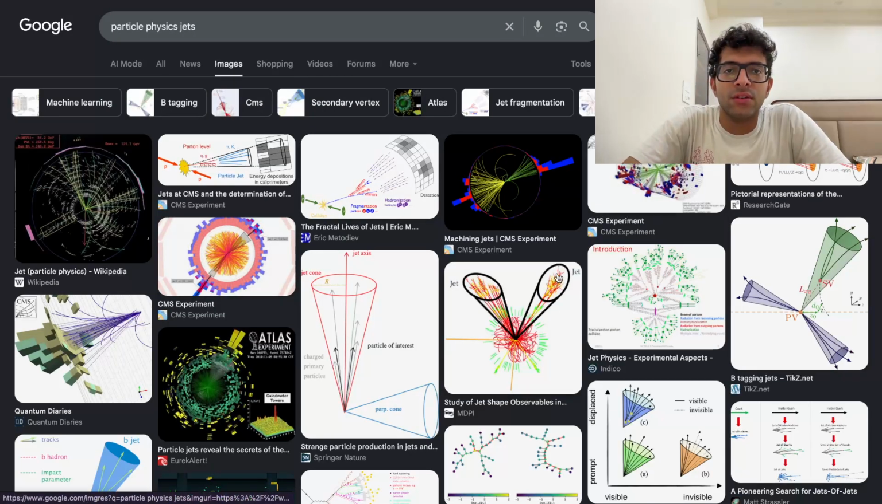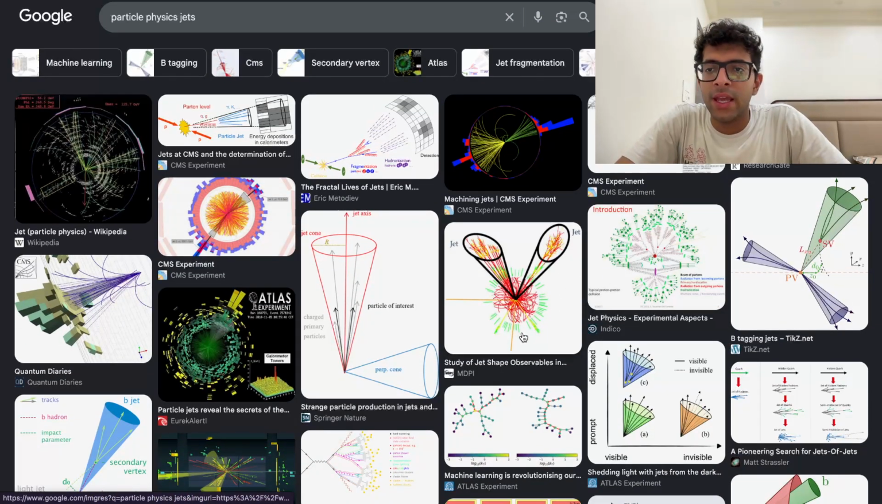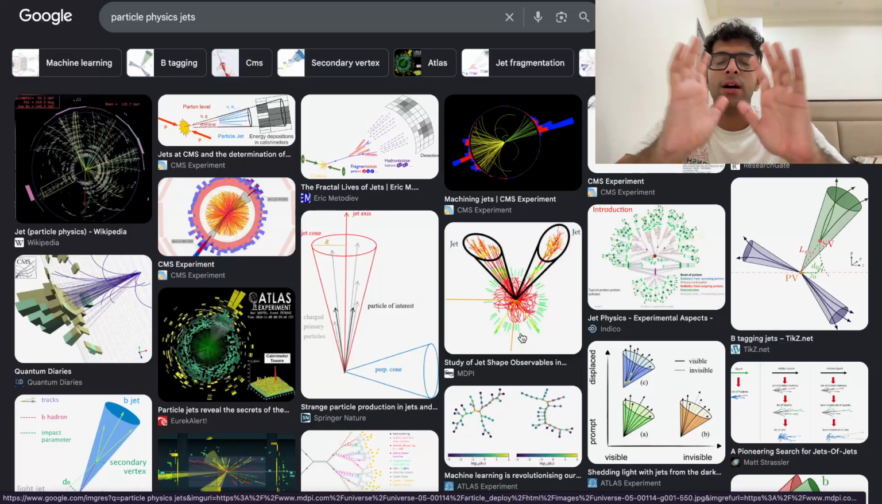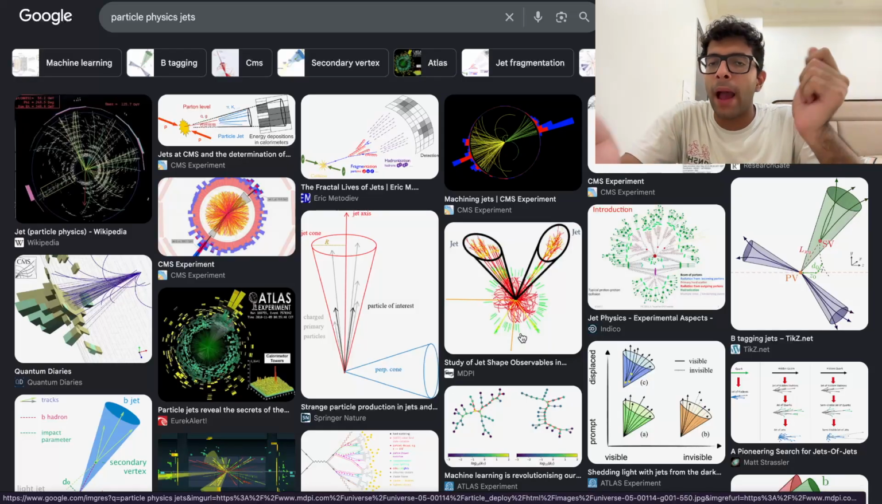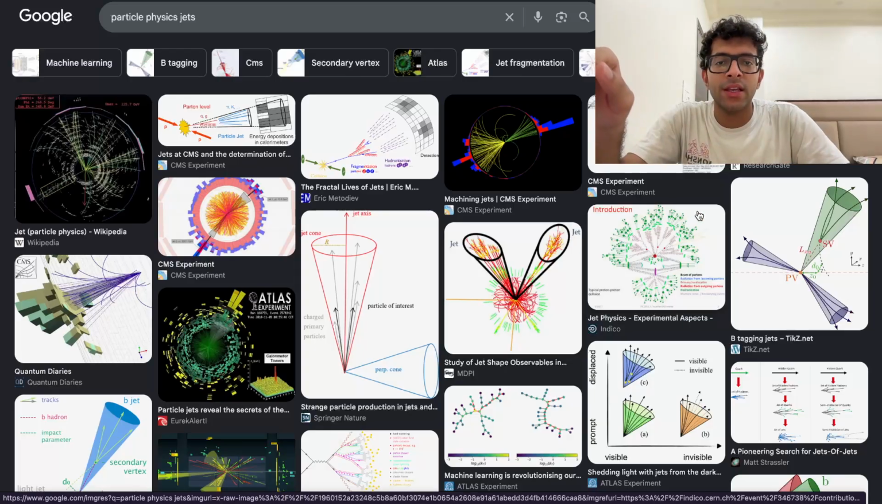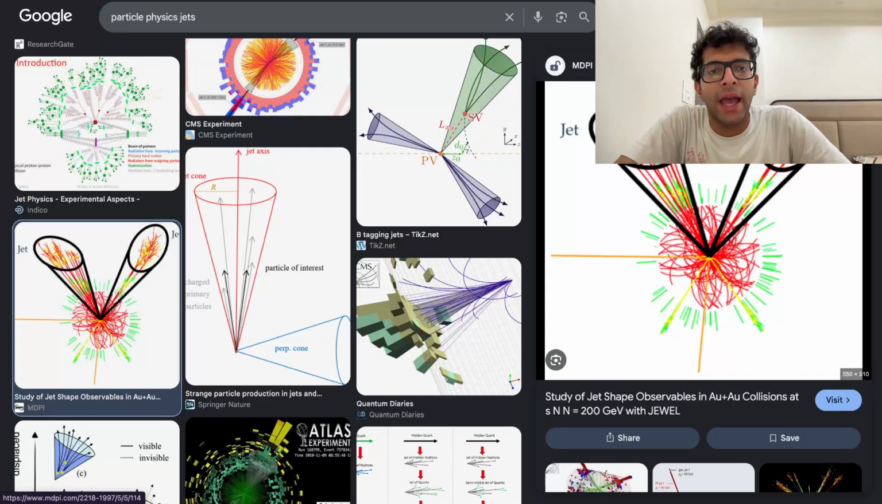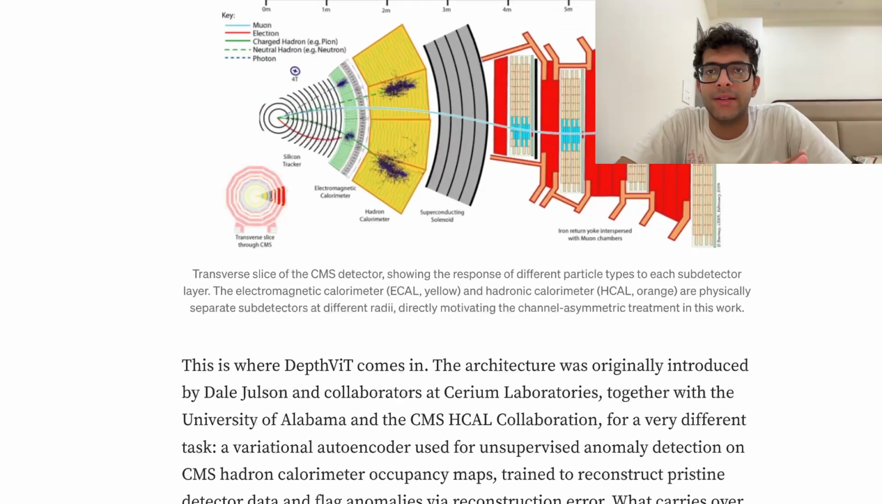Right. So if I tell you in a very simple way, when two particles collide, they lead to particulate matter which is spewed out. That kind of spewing out is a jet, right? And these collide with the detector plate. So the images that we have are for this, and then we need to classify what two particles collided. So this is our task essentially, right?